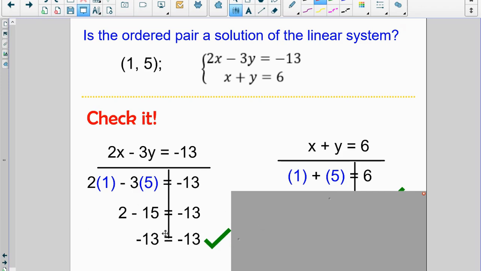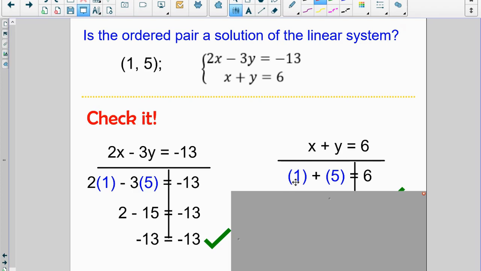Now, that alone is not enough to say that (1, 5) is a solution to the system. It's enough to say it's a solution to the first equation, but in order to be a solution to the entire system, it has to work in all of the equations. So let's check over here.